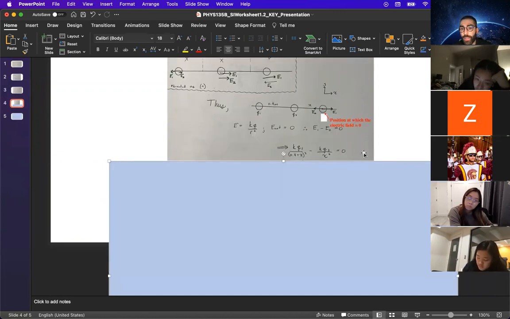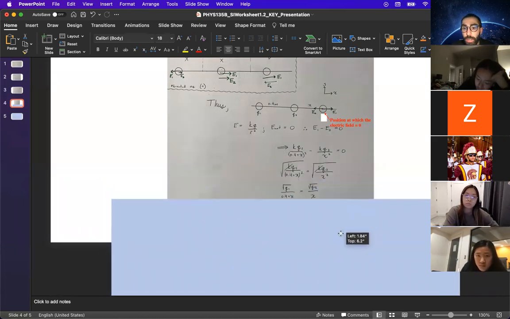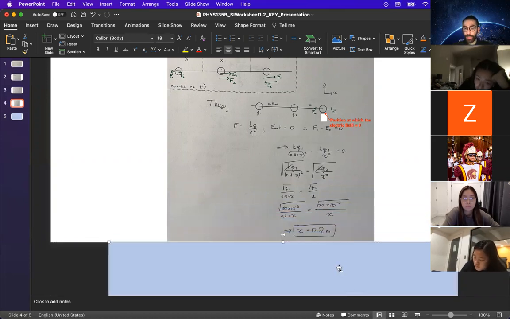At this point, we have a minus and a 0, so we can move one to the other side and do some algebra just to clean this up, and we'll be able to isolate x. And that tells us the position at which the electric field equals 0. We write our coordinate system just so we know what we're defining as plus and minus. E1's going in the same direction as our positive x, E2 is going against that. So E1 minus E2.